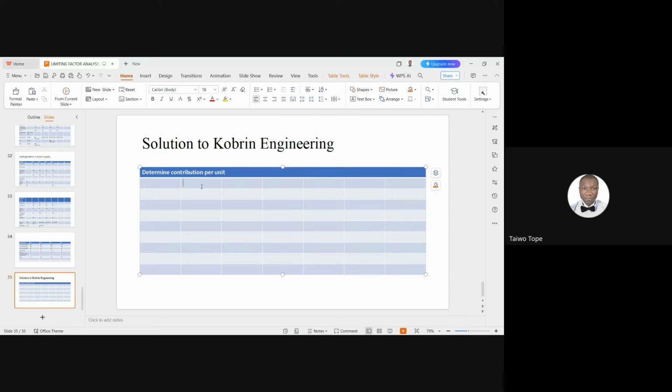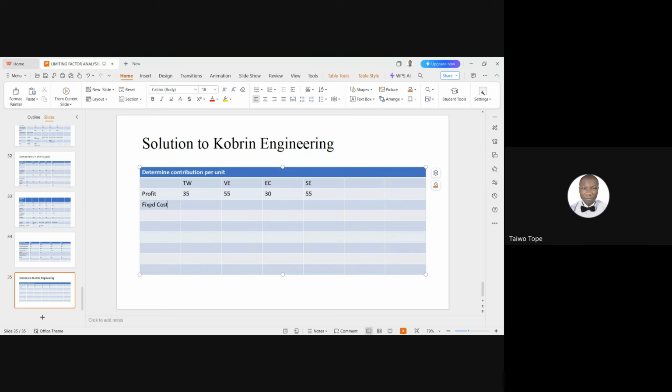So we have 4 products. We have TW, we have VE, we have EC, and we have SE. Now, the profit for TW is what? 35. For VE is what? 55. For EC is what? 30. And for SE is what? 55. Now, plus fixed cost.